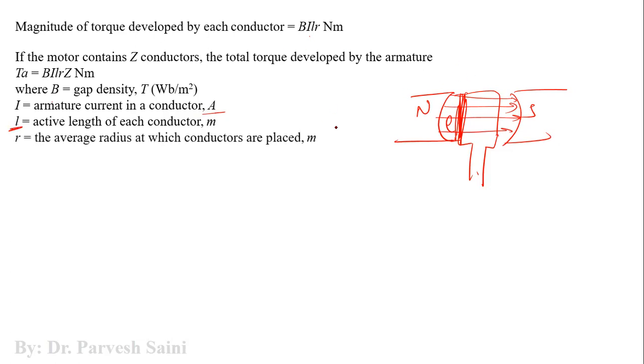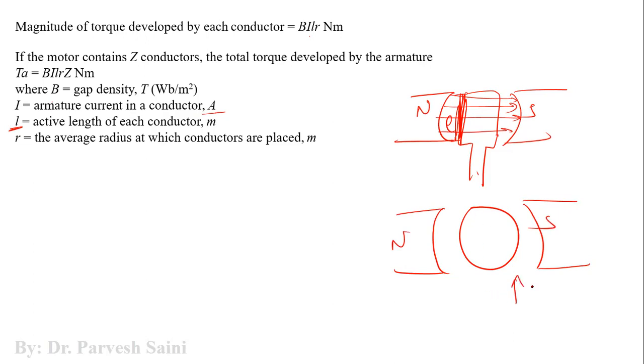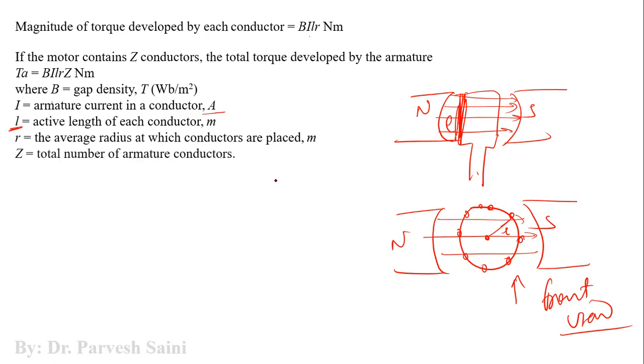Then R is the radius. If we have an armature like this, north, south, this is the front view, we have some conductors placed on the periphery. This is the direction of the magnetic field. So R is the average distance at which the conductor is placed on the armature periphery, and Z is the total number of conductors.